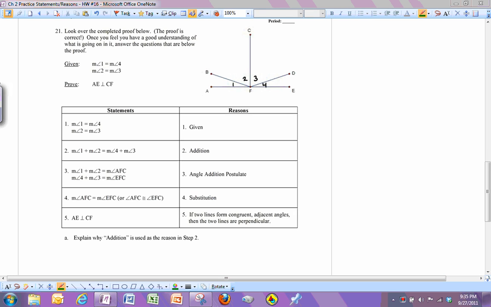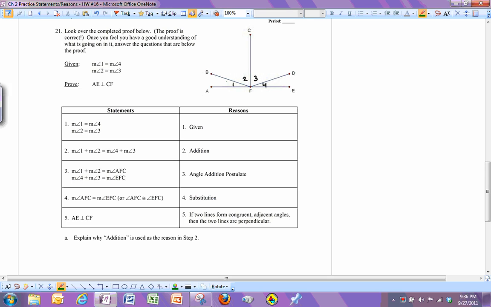So now we're going to do number 21 from the chapter 2 practice statements and reasons. That's homework number 16. In number 21, they give you a completed proof and then you just have to answer some questions about it. So let's go through the proof together.